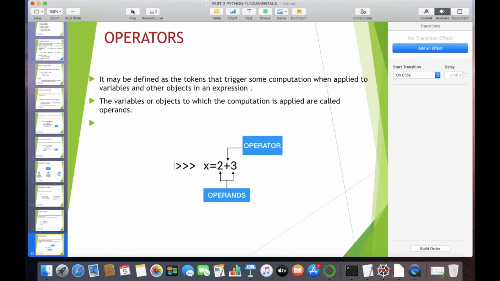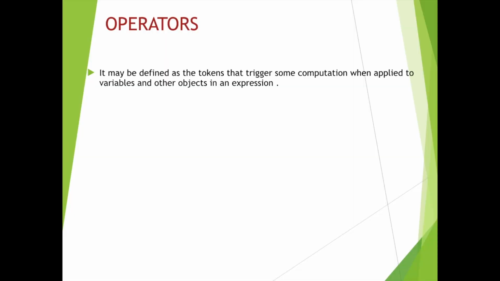Next, let us move on to the next type of tokens, which are the operators. What are operators? They may be defined as the tokens that trigger some computation when applied to variables and other objects in an expression. So, operators are those tokens which do some computation when we apply them to certain variables or other objects. The variables or objects to which the computation is applied are known as operands.